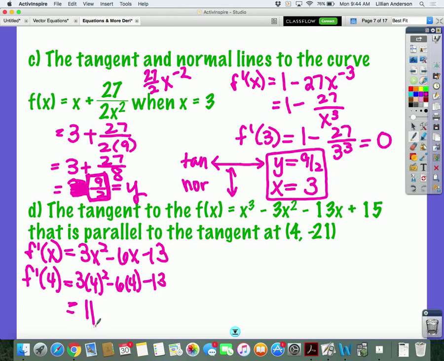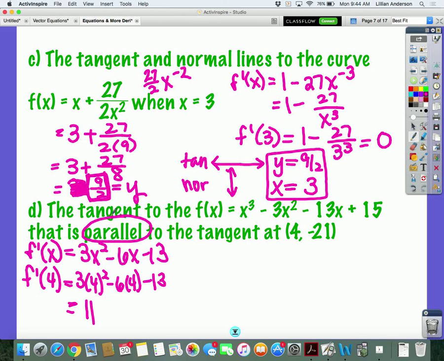Okay? So that means the slope of the tangent line is 11, which means that the line that we're writing that's parallel to the tangent line is also going to have a slope of 11. Now the only issue that we have here is that we do not know the point. Because this point is for the tangent line. We're looking for the one that is parallel. So we need to find a whole nother point in itself.